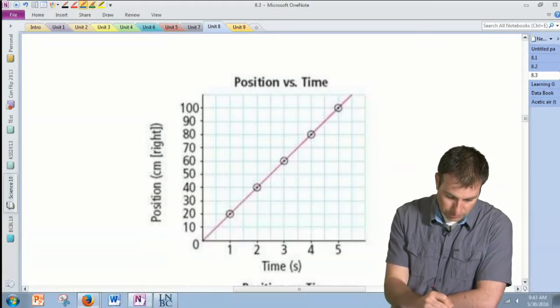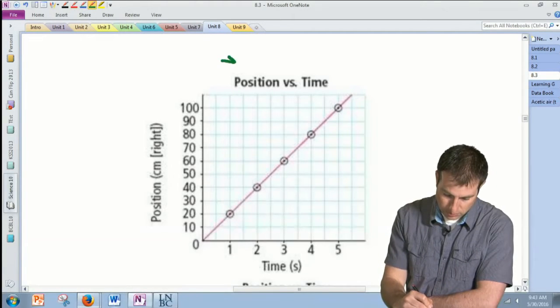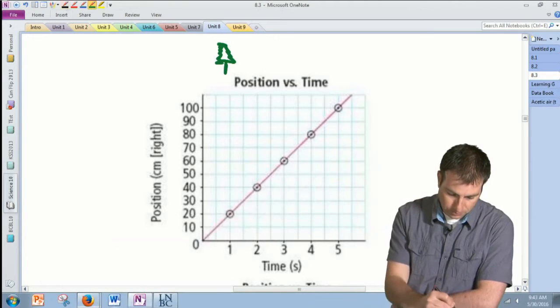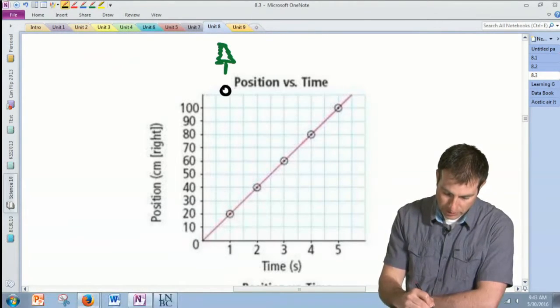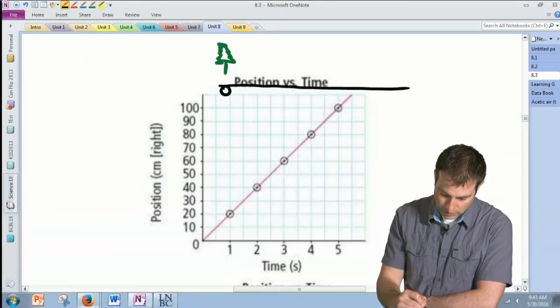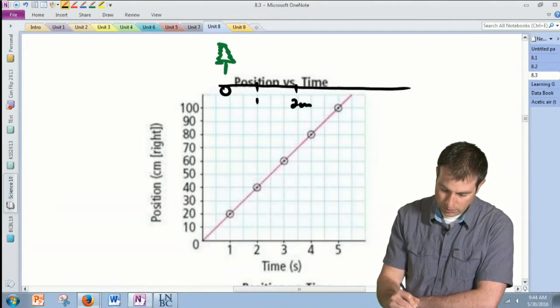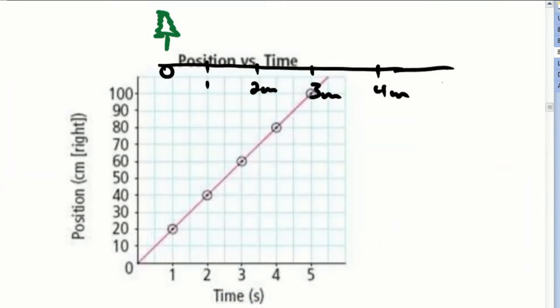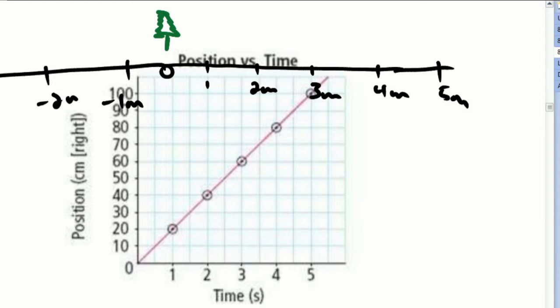Let's have another object. Let's start with the tree again because my trees are pretty good. All right, so that's 0 meters. And then I have 1 meter, 2 meters, 3 meters, 4 meters, 5 meters. I could do the same thing going to the left. Could have negative 1 meters, negative 2 meters. Get the idea. All right, let's draw our red ball here.